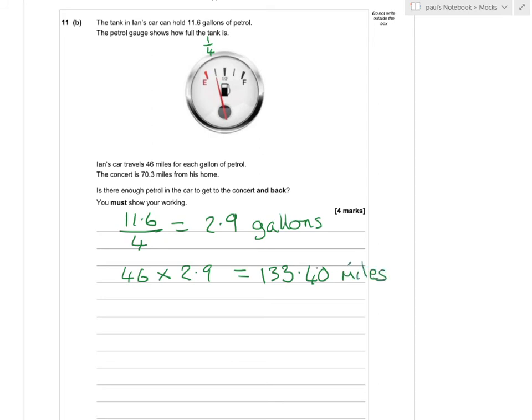Fantastic. But is it enough? The concert is 70.3 away. Got to double that because you've got to get there and back, which equals 140.6 miles. So no, it's too far. Or he hasn't got enough petrol, whichever way you want to look at it.